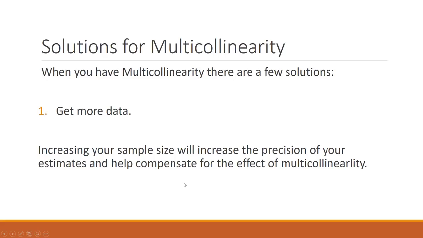All right. But now, how do we solve multicollinearity when it's not perfect? So when you have multicollinearity, there are a few solutions. The first is get more data. So we increase our sample size. By increasing our sample size, we make our estimates more precise. We talked about this earlier. You increase the sample size, and that will decrease the variance of your coefficient estimate. And so if we increase our sample size, we might be able to compensate for the effect of multicollinearity.